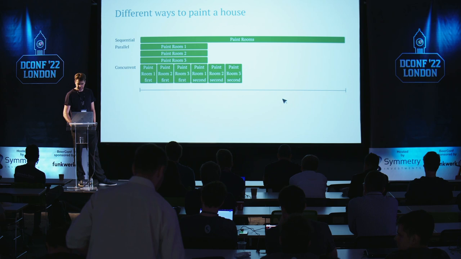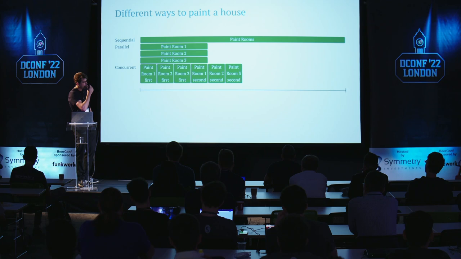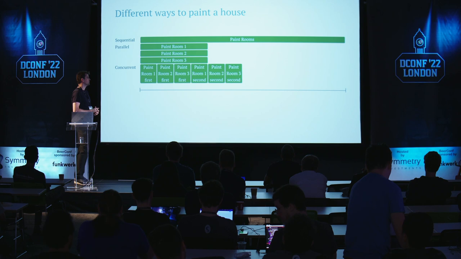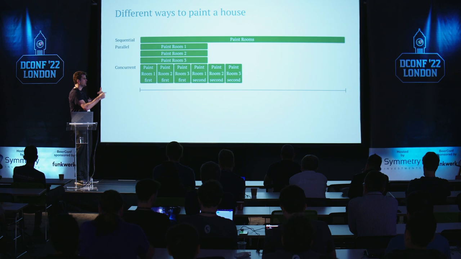But the first one was rather simple, right? It's just one box. The parallel one has 3 and the concurrent one has 6. And there's a lot of managing things, right? You've got to keep track of which room you painted and which one is next and all that stuff. So that's certainly more difficult.